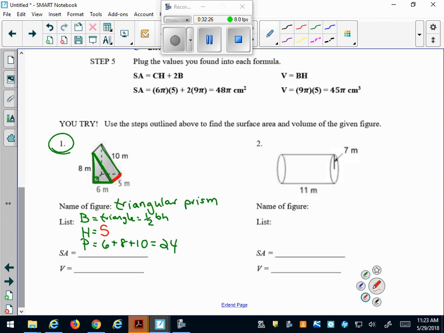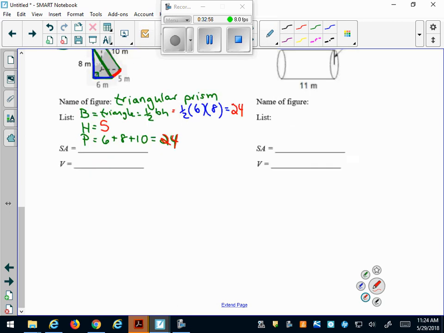Height is 5, we said. We need to still figure out the area of the base. Triangle is 1/2 base times height. So we need the base and height of this triangle, which have to be perpendicular to each other. So in this case, the 2 legs serve as the base and height of the triangle. So 1/2 6 times 8 happens to also be 24. So we have those 3 values now: capital B, capital H, and capital P.